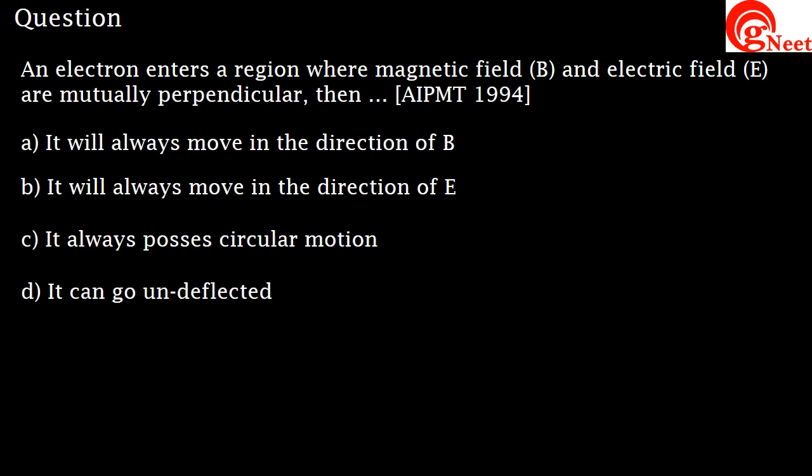Hello, NEET aspirants. Let's solve a question from the AIPMT 1994 question paper. An electron enters a region where magnetic field B and electric field E are mutually perpendicular.